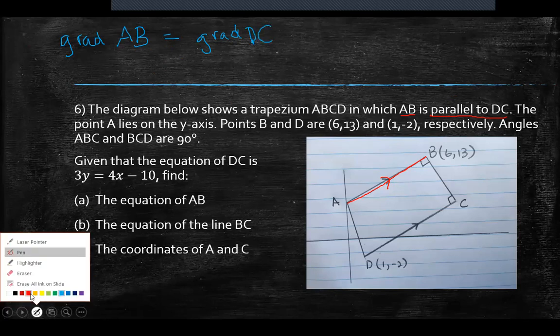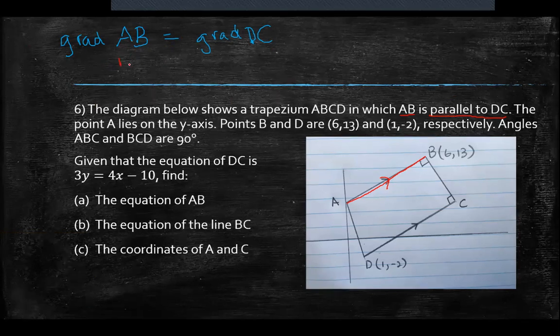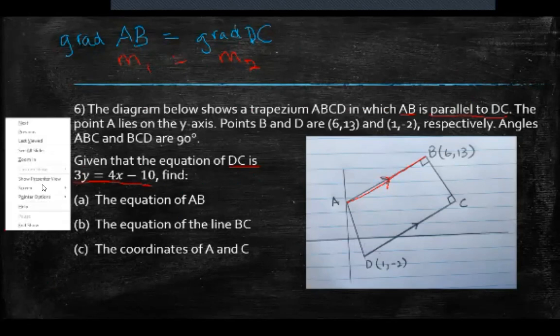Why? Because we know that parallel lines have equal gradients. So if I name the gradient of AB M1 and the gradient of DC M2, since these lines are parallel, the gradient of AB would be equal to the gradient of DC. What other information did they give? They told me that the equation of DC is 3y equals 4x minus 10. That means that we could find the gradient of DC.